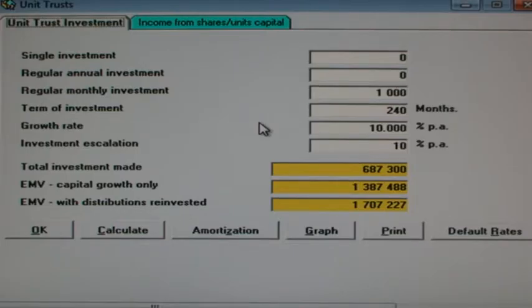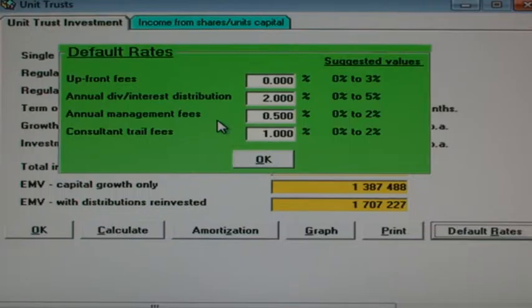The growth rate we enter is an effective rate, and the program will take the effective rate we enter and convert it to a nominal rate compounded monthly for use in the calculation. If we click on the Default Rates button, we can set up costs and fees for different types of unit trust investment products. You can see that we've set an annual dividend of 2%, an annual management fee of 0.5%, and a consultant trail fee distribution of 1%. Once again, you can change these values to anything you choose. If you're dealing with a fund that says the growth rates they publish include all costs and fees, then you can set all these values to 0.